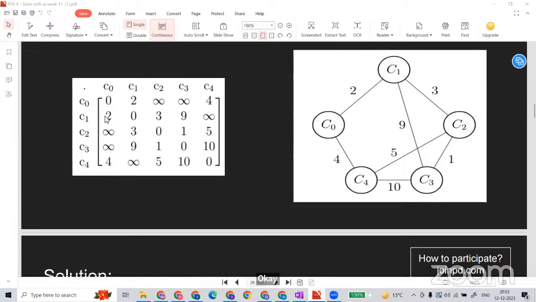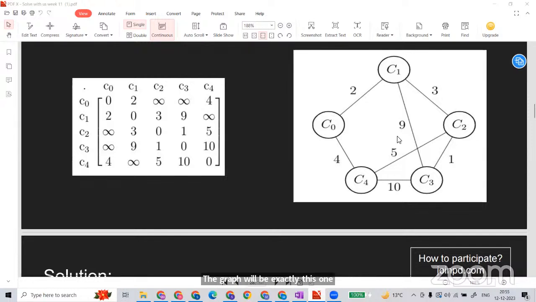And C1 is connected with C0, which is already there, and then C2 also. Here is C2, and then connected with C3. And C4 is infinity, so there is no edge between C1 and C4. Whatever information is given, the graph will be exactly this one.